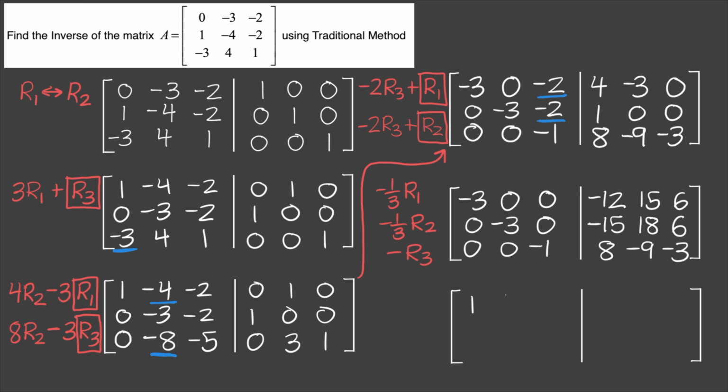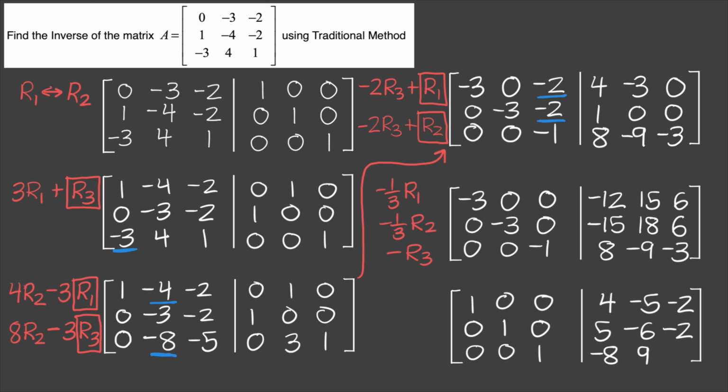So when we do that, we get 1, 0, 0, and then positive 4. Negative 1/3 of 15 is negative 5. Negative 1/3 times 6 is negative 2. And then now we multiply negative 1/3 to the middle row. We get 0, 1, 0, positive 5, negative 6, and negative 2. And then lastly, the bottom row, we just multiply by negative 1, which basically just changes the sign of all of them. All right. So notice here on the left, we have our identity matrix.